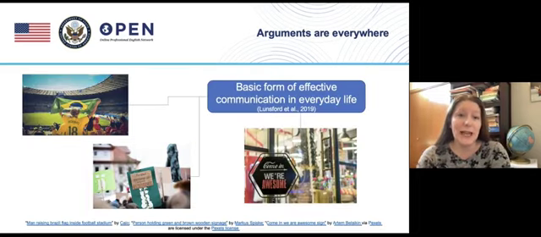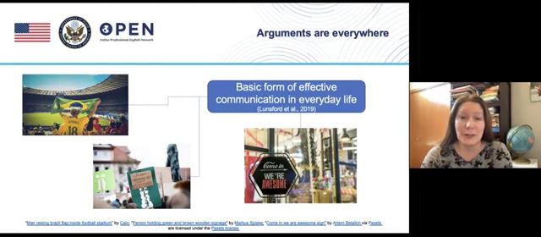Andrea Lunsford, an expert of argumentation in academic writing, explains that we should think about argument as a basic form of effective communication in everyday life. From her point of view, arguments are everywhere. Whenever we communicate, we are making claims about something, which means we are arguing for something.